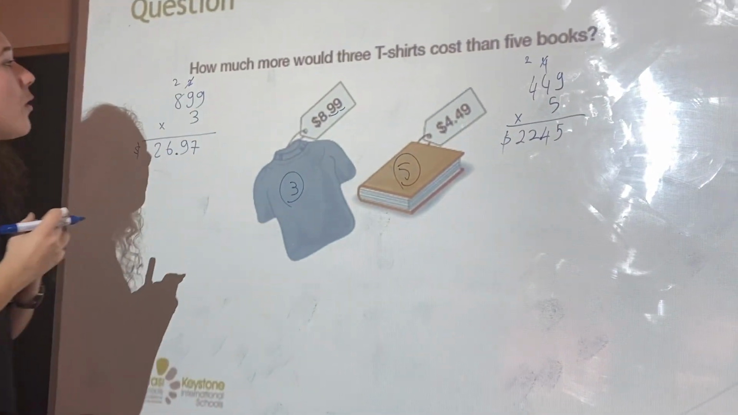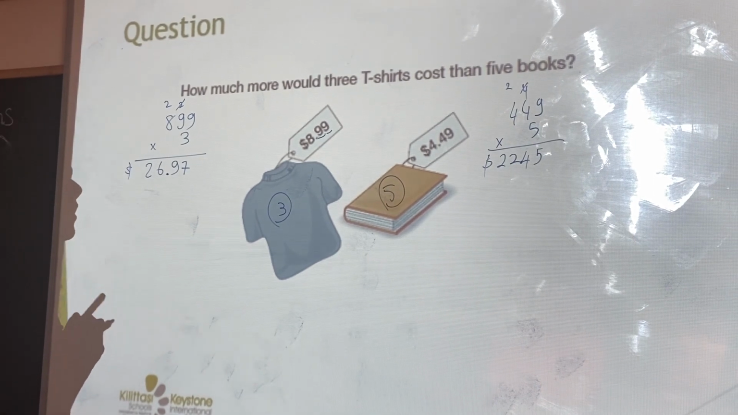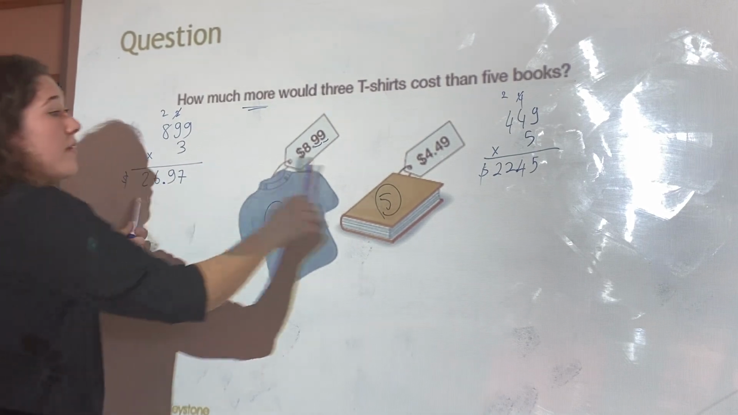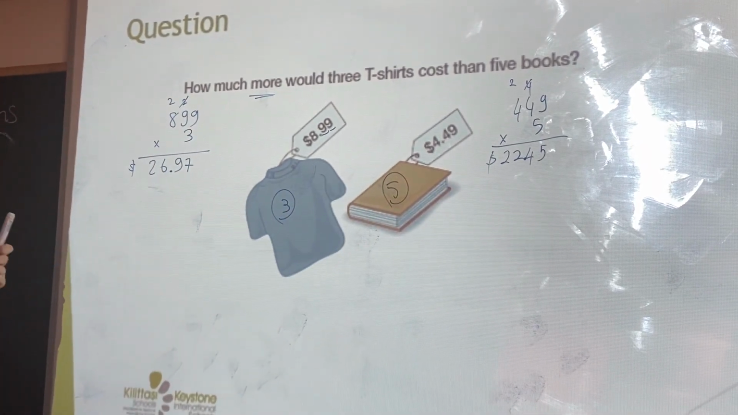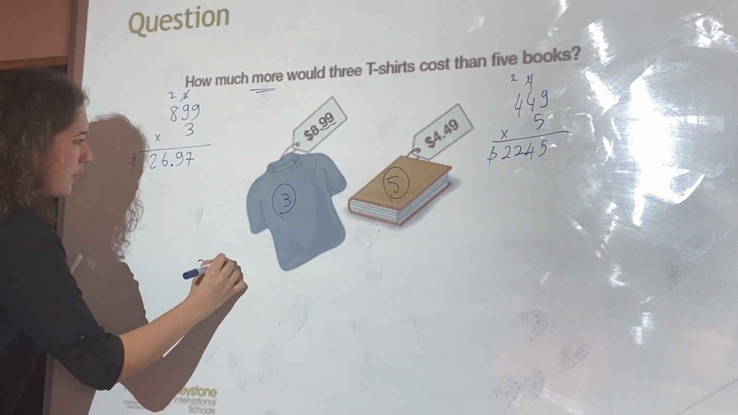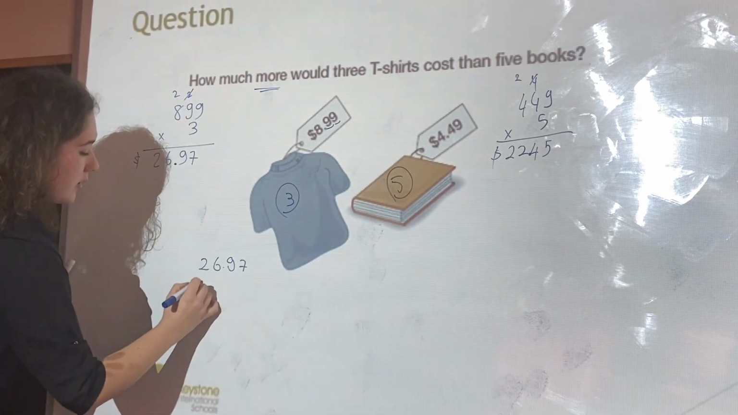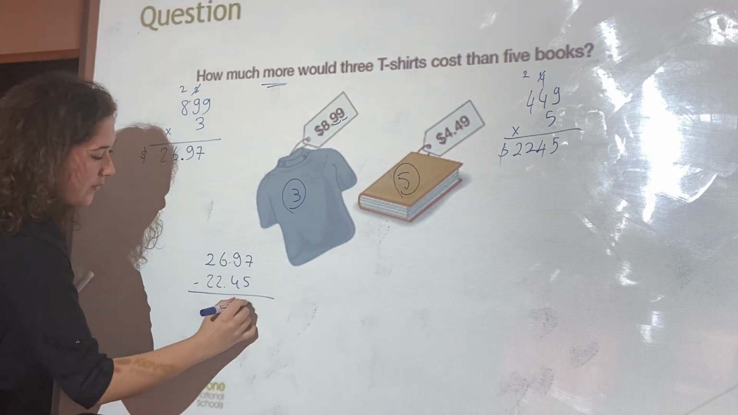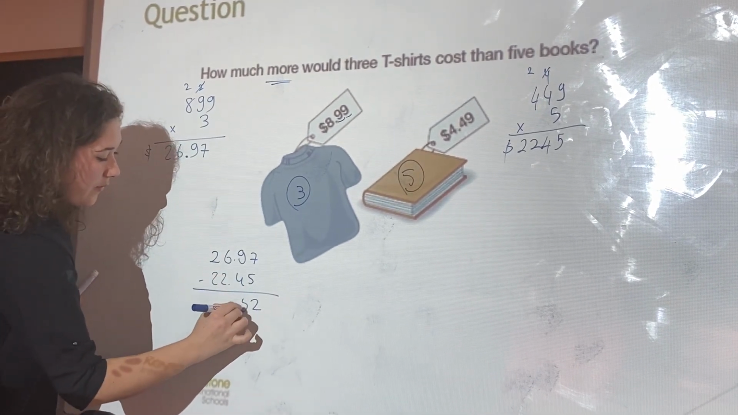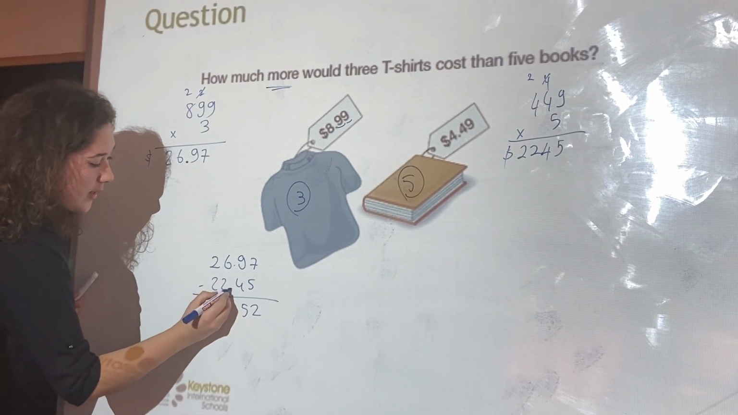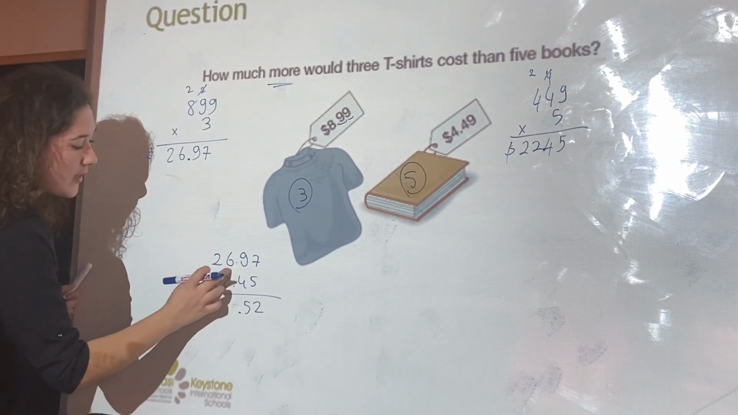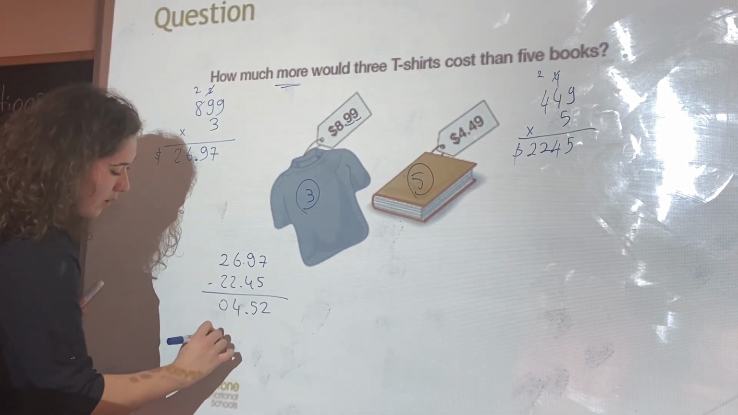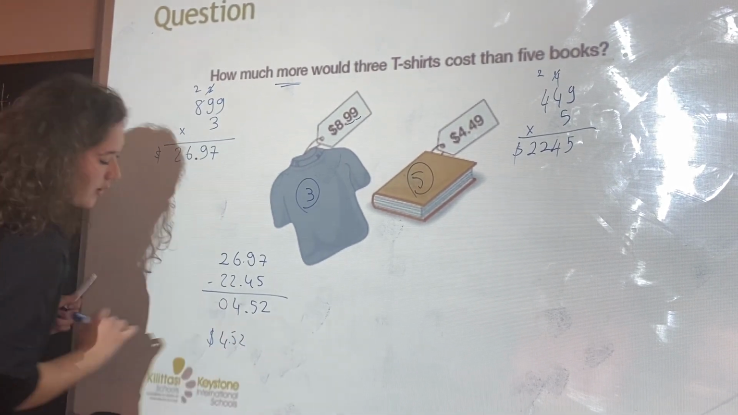It says how much more would 3 t-shirts cost than 5 books. How much more? Look, t-shirts are more expensive. It says how much more, so I need to subtract these two. We learned decimal addition and subtraction. Let's minus these two. 7 minus 5 is 2. 9 minus 4 is 5. Decimal point, you need to line it up. Here the decimal point comes. 6 minus 2 is 4. 2 minus 2 is 0. So it is $4.52 more.